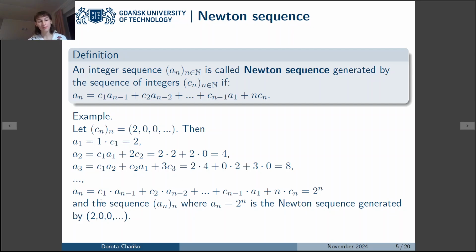Here an is c1 times an minus 1 plus c2 times an minus 2 plus and so on plus ncn, but only c1 is a non-zero number, so this is just equal to c1 times an minus 1. c1 is 2, so it's 2 to the power of n.